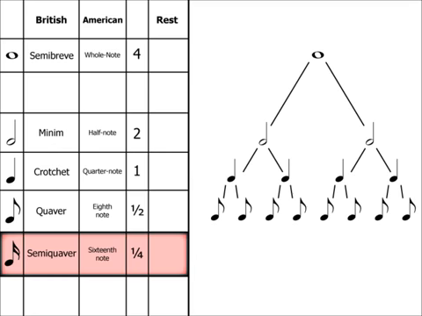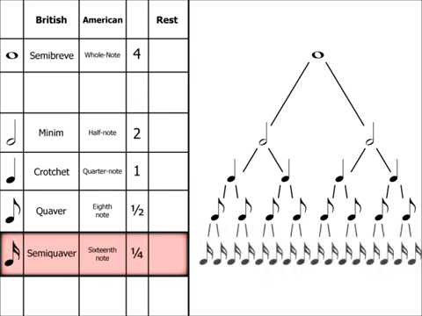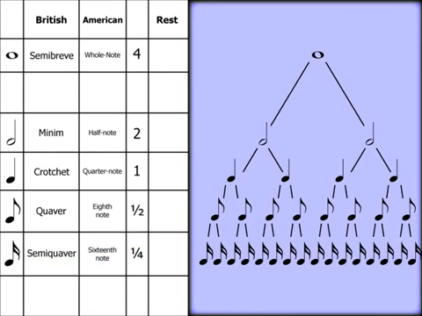As each semiquaver has a value of a quarter, you'd need 16 of them to equal the value of 1 semibreve. When trying to learn note names and their values, it's always worth building a pyramid like this so you can see exactly how each note splits into other notes. If you need to, pause this video or rewind it to help you learn these notes.